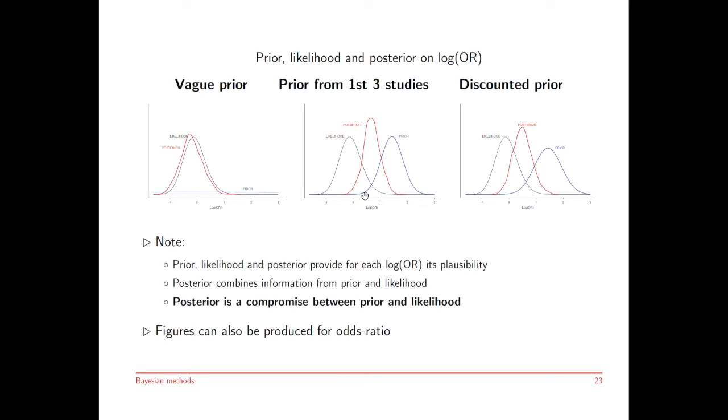This is the informative prior coming from the 3 previous studies, combined with the same likelihood, and we get this posterior. This posterior is a kind of compromise between what the likelihood says and the prior, and is also more peaked, which indicates that we have learned. When we discount the prior, you can compare this prior to that prior, and you can see that this prior has a higher dispersion. So it means there is less information in this prior, and you can see that also in the posterior, which is still a compromise between likelihood and prior, but is less peaked.